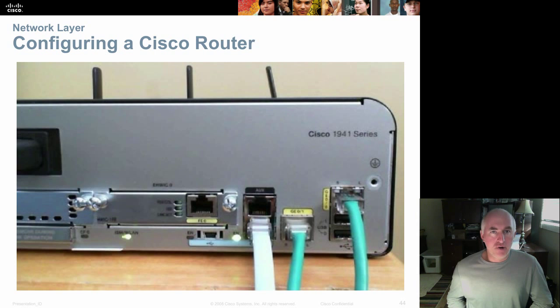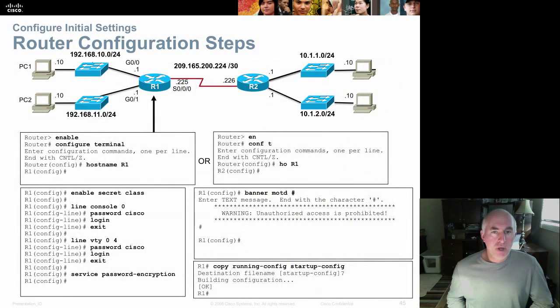So when you configure your router, you're going to plug a console cable into the console port, and then you're going to need some terminal emulation software on your PC, and you would type commands like you see here. Typically, we're going to look to do 5 things. We're going to want to set a host name, so we want to change the router's name from router to something customized, in this case R1.